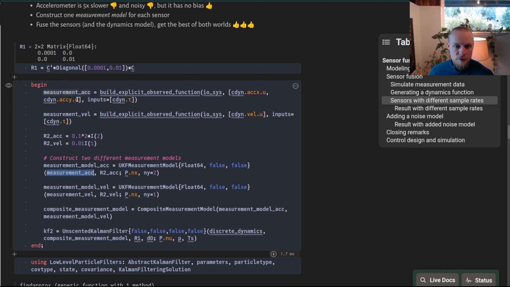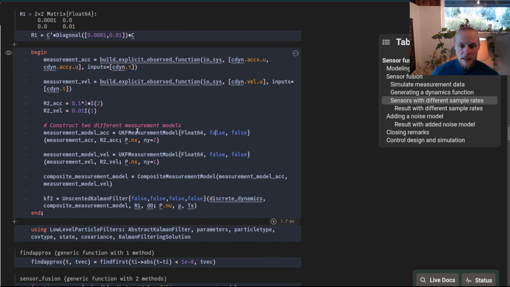I pass in this function here, the output function. I pass in the covariance matrix. I say how many state variables we have and how many outputs we have. And these false flags indicate that this measurement function is not operating in place, and we aren't augmenting the state with the noise variables in this case.